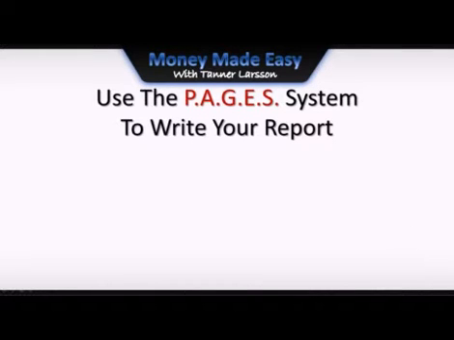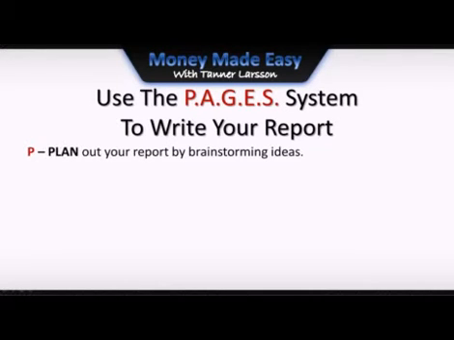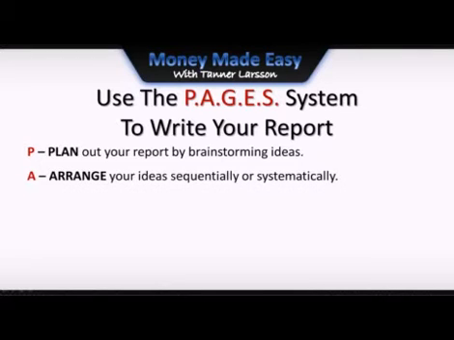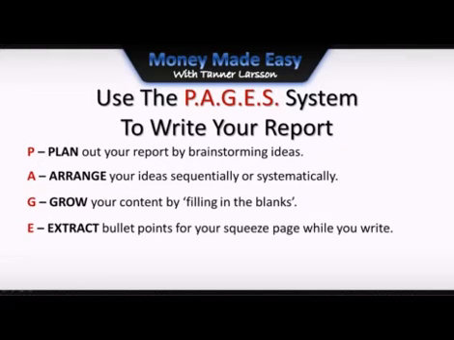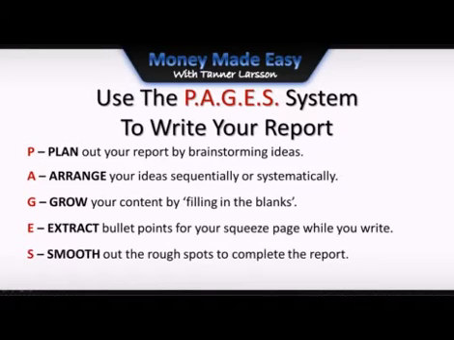Now we're going to write the report. We're going to use the Pages system to write your report, okay? First is P. Plan out your report by brainstorming ideas. A. Arrange your ideas sequentially or systematically. G. Grow your content by filling in the blanks. E. Extract bullet points for your squeeze page while you write. S. Smooth out the rough spots to complete the report. Okay, let's go through them one by one.